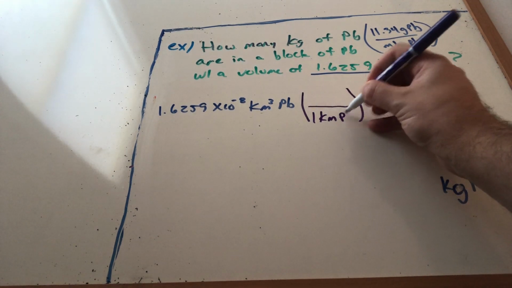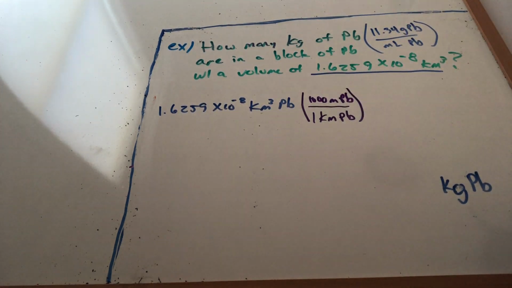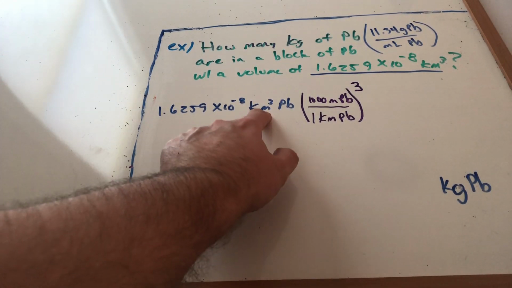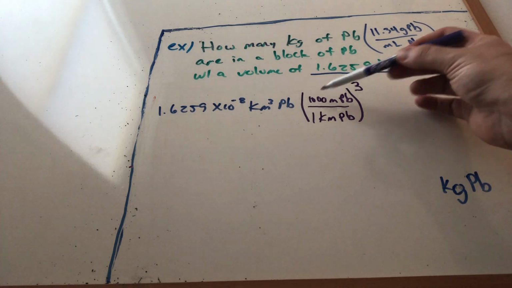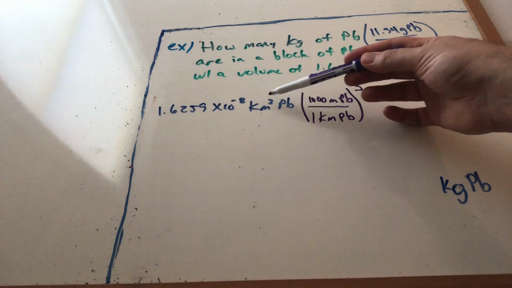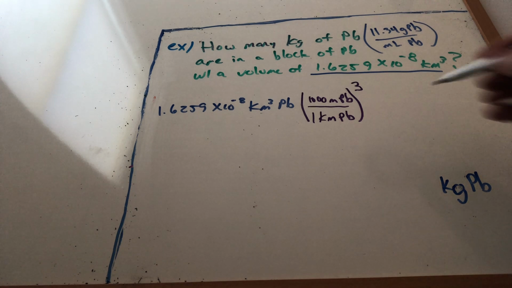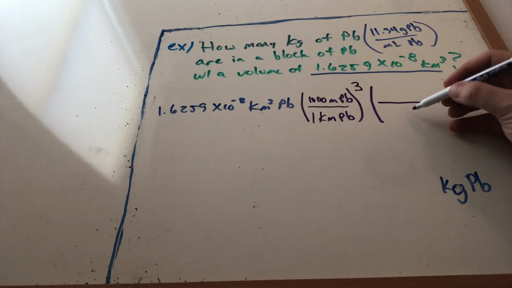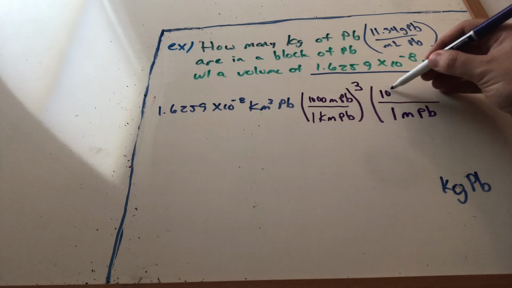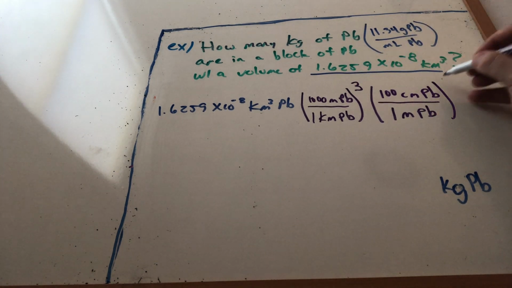1 kilometer of lead is 1,000 meters of lead. Now I would have to use this 3 times because I have a kilometer cubed here. So when I do my math, I'm going to multiply by 1,000 3 times. But the reason that this is an important start is I've now taken kilometers cubed and made it meters cubed. This will be very helpful because I know that for every 1 meter of lead, that's 100 centimeters of lead. And in fact, I have a meters cubed here.